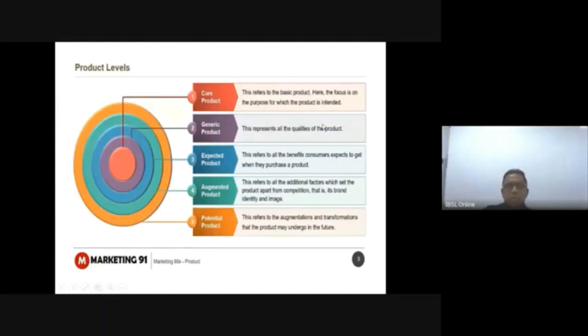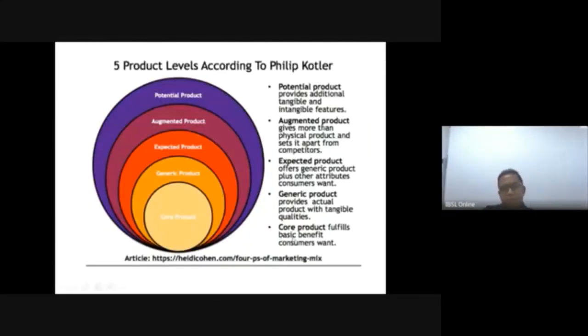Now, let's take a car as a product. To take a car, what is the core benefit or core product? It should fulfill the transport need. So what is the generic thing? The actual product with tangible qualities. To transport you, it should have a seat. It should have a steering wheel. There should be a frame, and so that's the generic product.